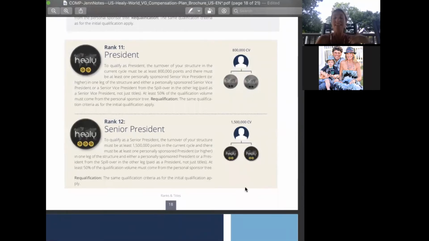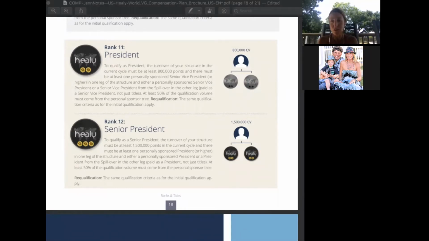Keep in mind, this has to happen each month. Each month, this starts over, right? We get paid monthly. It's a 1-month compensation cycle. It does go for the calendar month, the 1st to the 31st, 1st to 30th, etc., depending on how many days there are in that month.